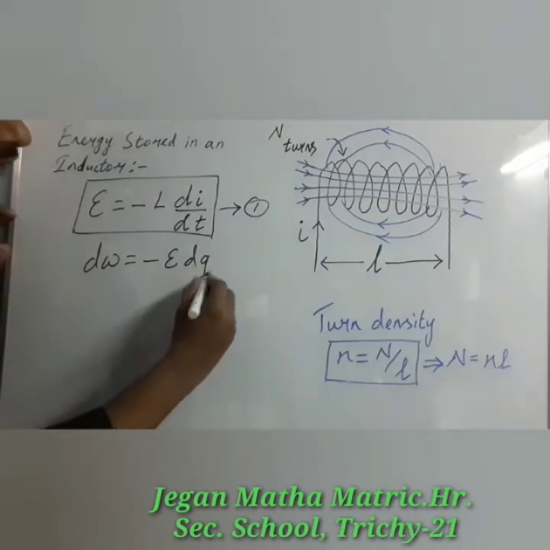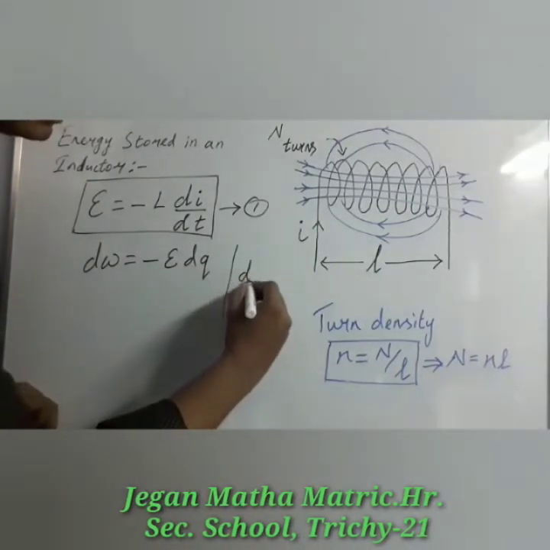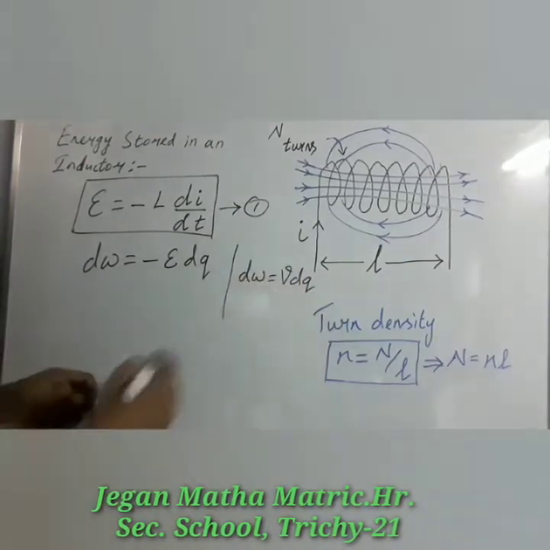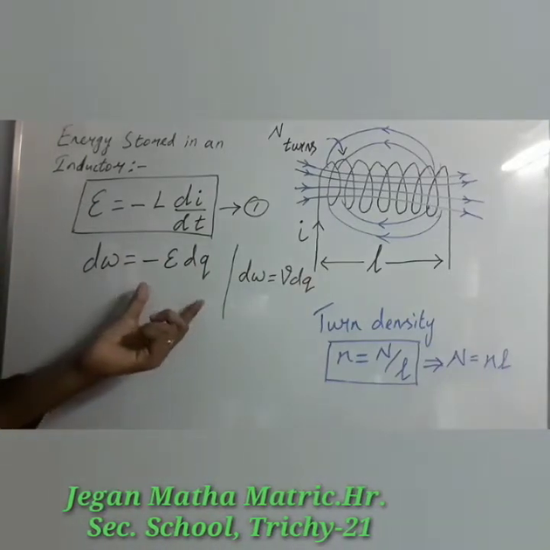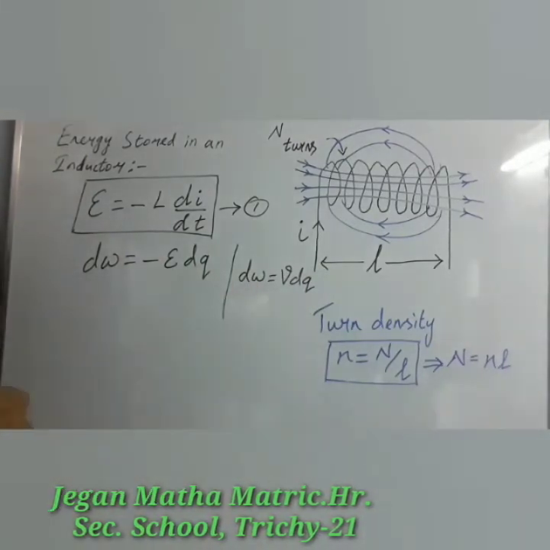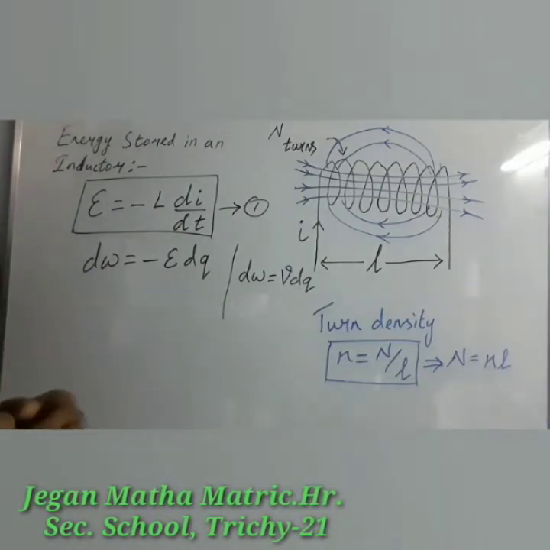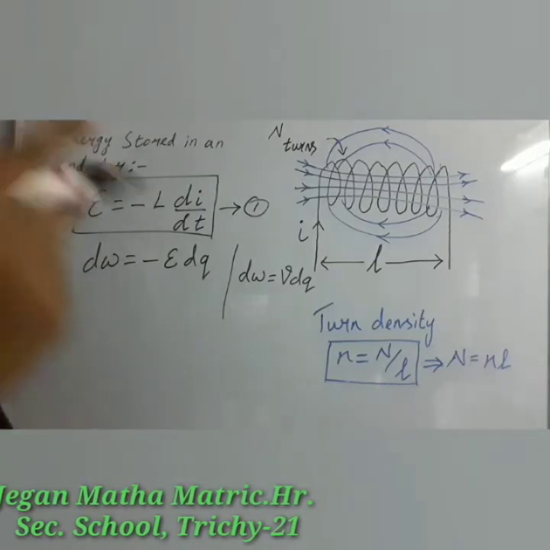epsilon dq. In the first lesson we have learned, for your understanding I am going to write here, dW is equal to V into dq. So this is the same expression in another form that we used in that lesson. Refer to the first lesson to get this equation. Here in the second lesson we have written the formula for charge, the connection between the charge and the current. We have to recapitulate from the second chapter.